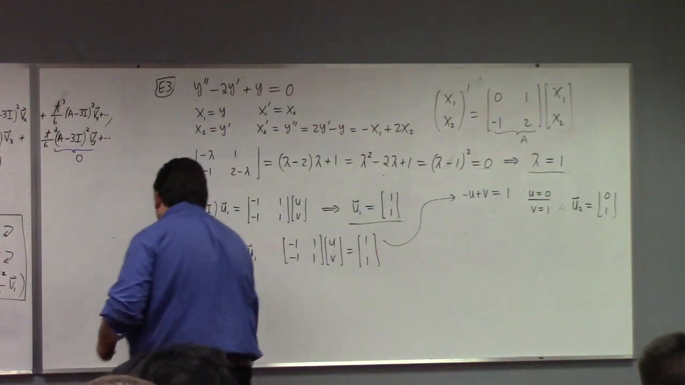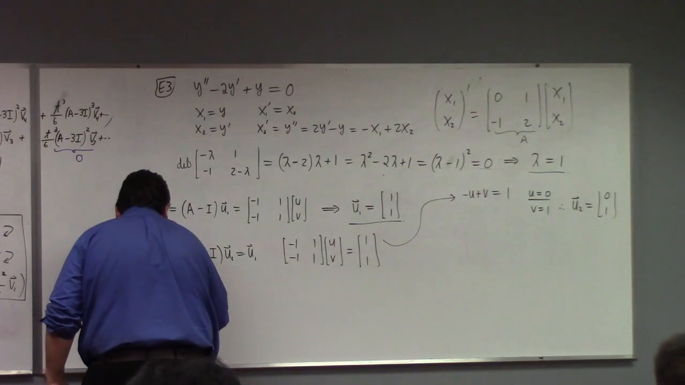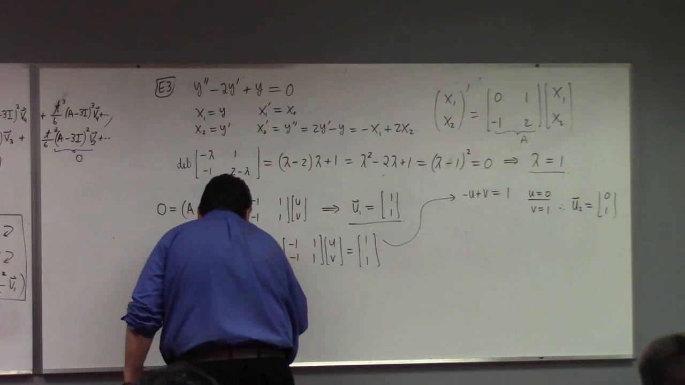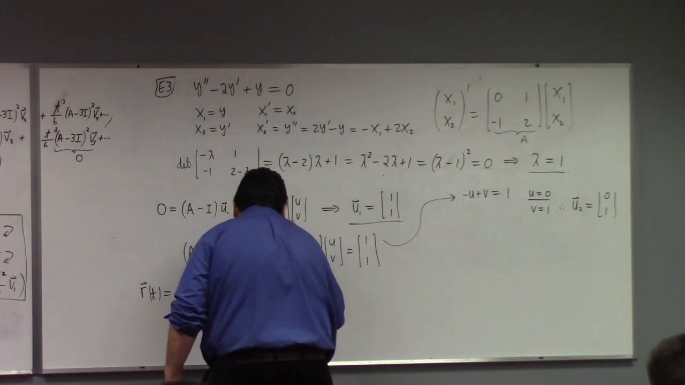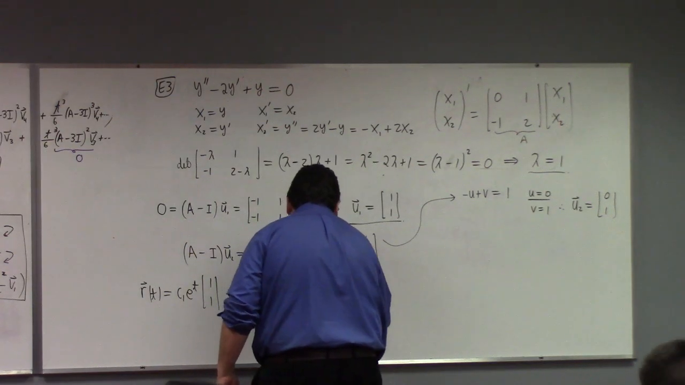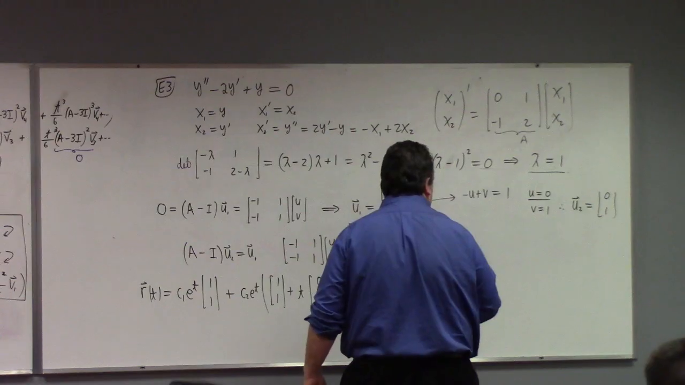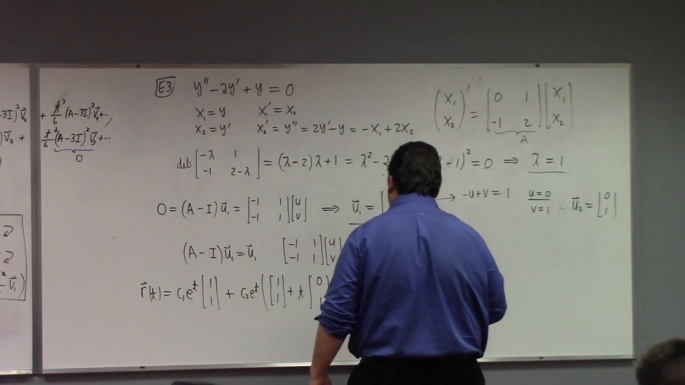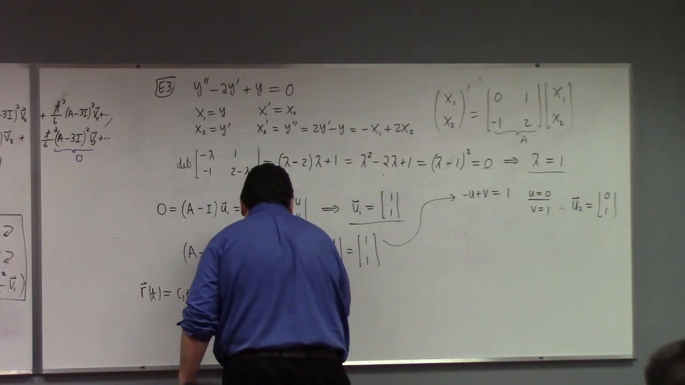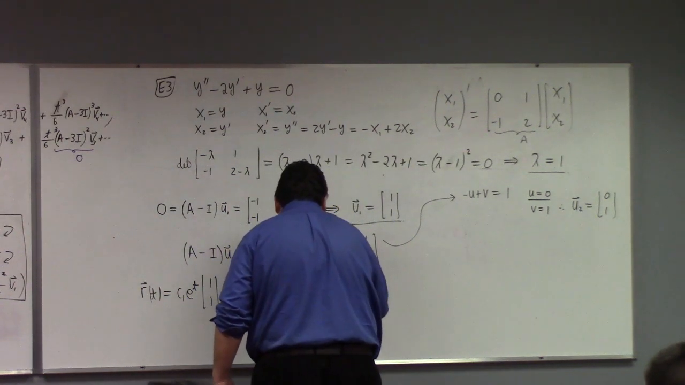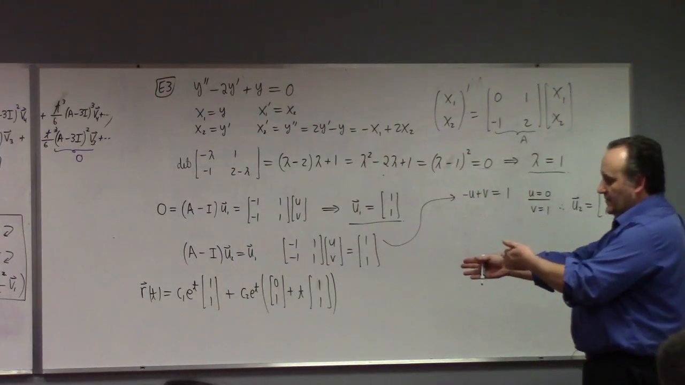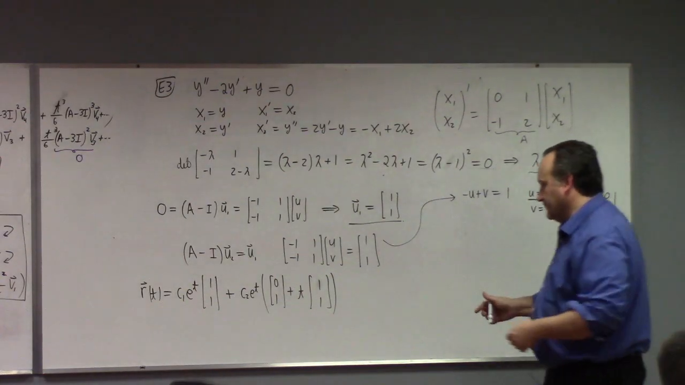So the answer then, r of t, is c1 e to the t times (1, 1) plus c2 e to the t times (1, 1) plus t times (0, 1). Or did I do that wrong? I did that wrong. This one comes first, right? (0, 1) and (1, 1). Yeah. Sorry, I got to be careful. If I don't write out the magic formula, I make mistakes. But if we work through the magic formula with lambda equals 1, we should get that.